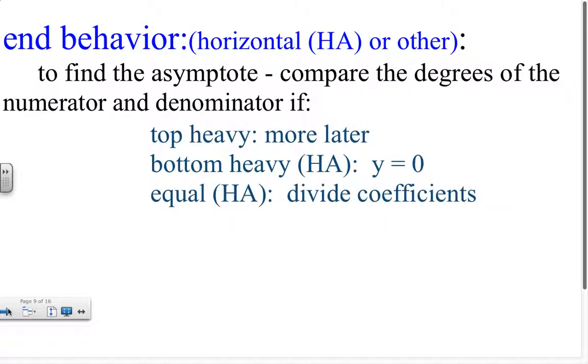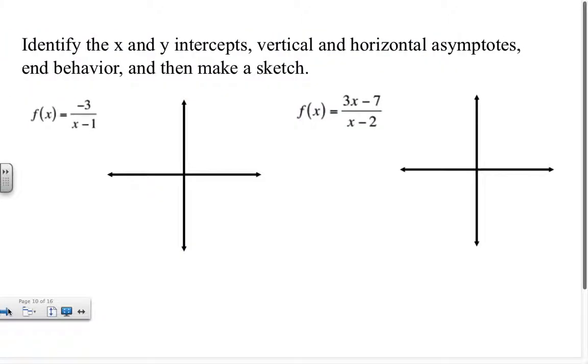Okay, so end behavior, which is horizontal asymptotes and others. To find them, compare the degrees of the numerator and the denominator. If it's top heavy, we'll talk about that next time. If it's bottom heavy, then it has a horizontal asymptote at y equals 0, and if they are equal, then it has a horizontal asymptote at whatever the leading coefficients divided are.